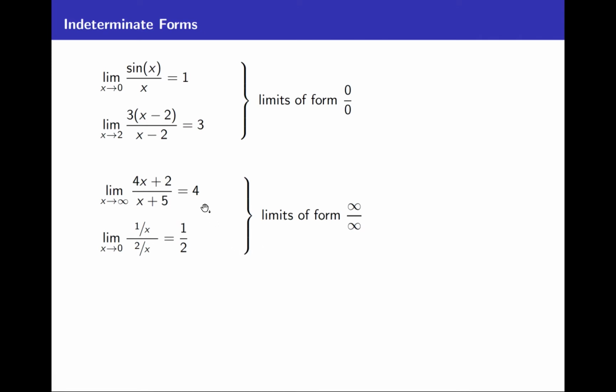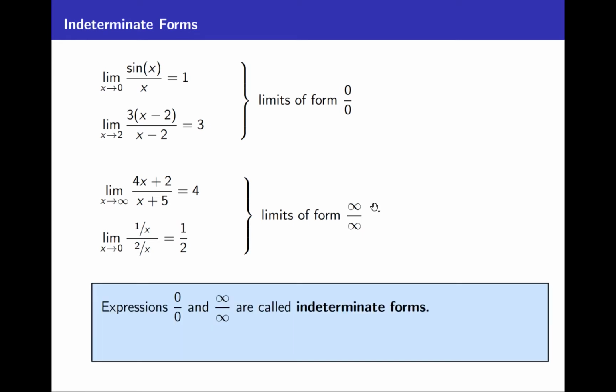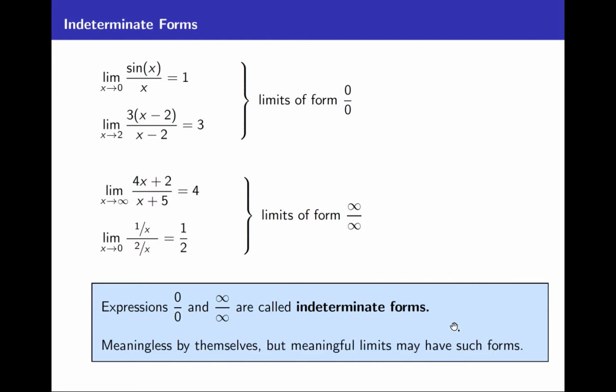So you can see from this example, when you have that form, you don't know what the answer is going to be until you work out the limit. Sometimes you think infinity divided by infinity should be 1, but that's not necessarily true. It was 4 in this limit and 1/2 in this one. These expressions, 0 over 0 and infinity over infinity, are called indeterminate forms. They're meaningless by themselves, but meaningful limits may have such forms, as we see here and here.